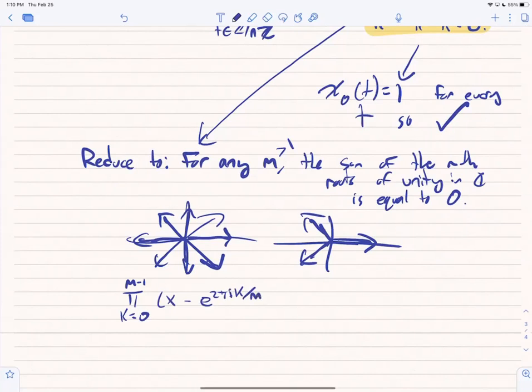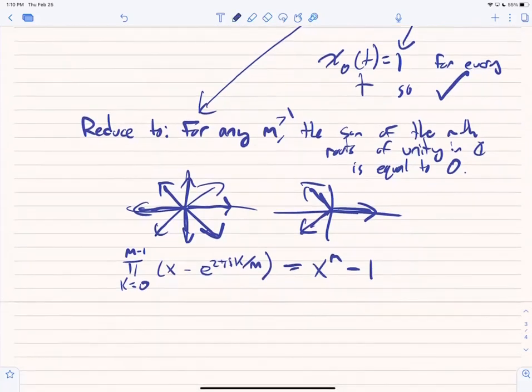Well, we discussed last time, these are all of the mth roots of unity. So I'm taking the product over x minus all of the mth roots of unity. These are all the roots of x to the m minus 1, so this is just the factorization of x to the m minus 1.